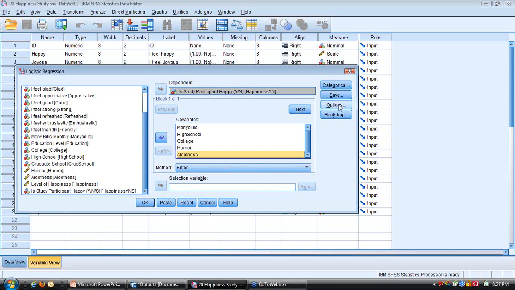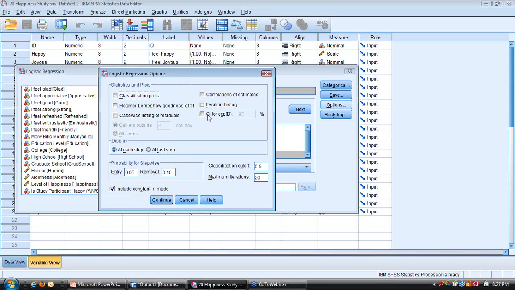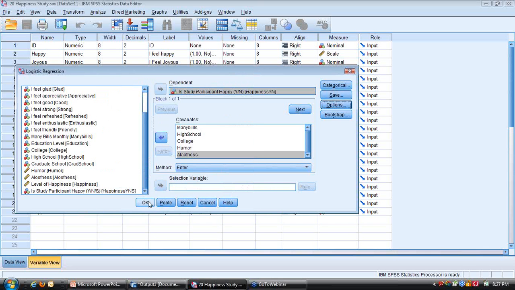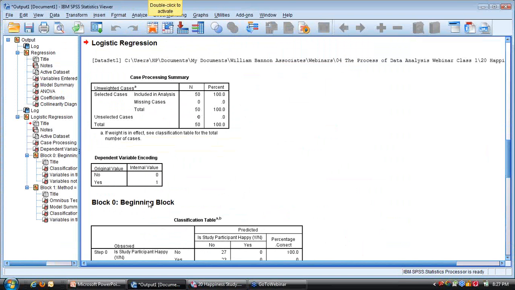So under options, click that. And then right here where it says click the CI for exponent beta, EXP(B), 95%, right? That's the 95% confidence interval. What that says is, we don't think we have the actual odds ratio in the population, but it'll give us an interval, and it'll say we're 95% confident that we might not have the exact one, but it falls within this interval. We'll look when we get the results. So continue, then OK. So there we go, logistic regression.